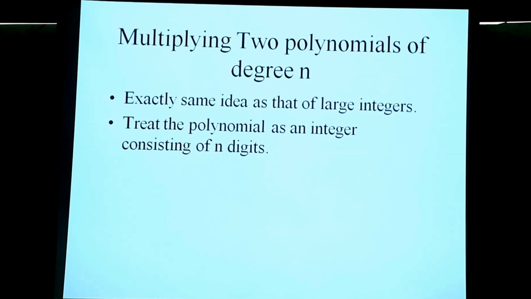So the only thing is we need the result that we can multiply two polynomials in time n to the power 1 plus epsilon, strictly less than 2. That recurrence of T(n) equals 3 times T(n/2) plus n will give us something which is strictly less than n to the power 2.